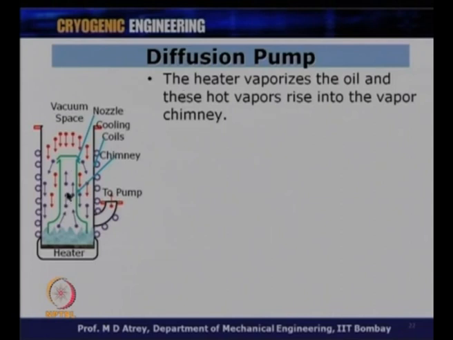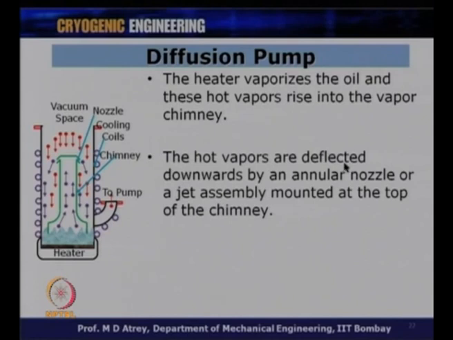Now, how does the diffusion pump work? Suppose I want to create vacuum in a system which is kept at this point, and the diffusion pump will be attached to that system to be vacuumed. I will start the heater, which vaporizes the oil. This oil will be vaporized depending on vapor pressure, and it will travel up to the top, the hot vapors will go up, and they will start coming out through these nozzles. The heater vaporizes the oil, and these hot vapors rise into the vapor chimney.